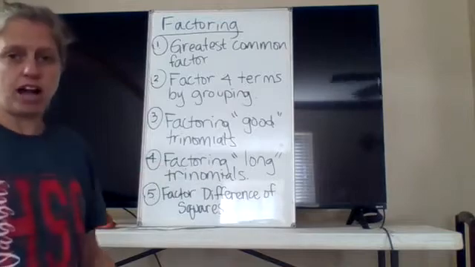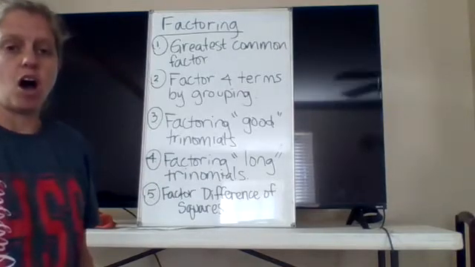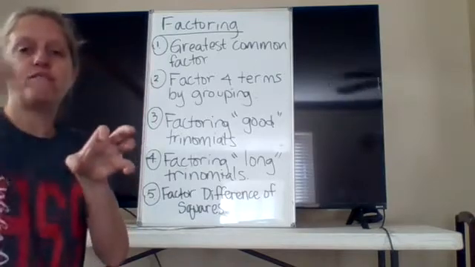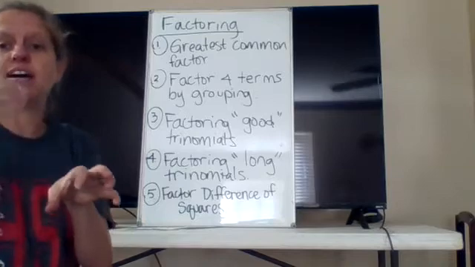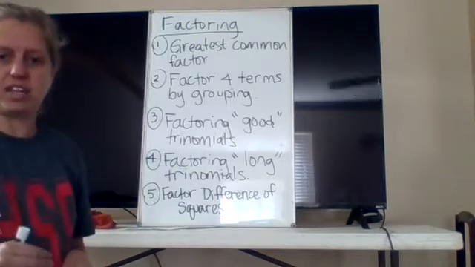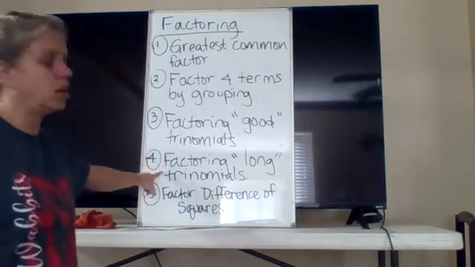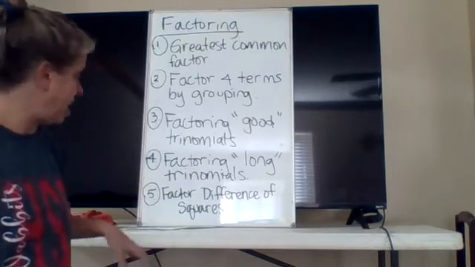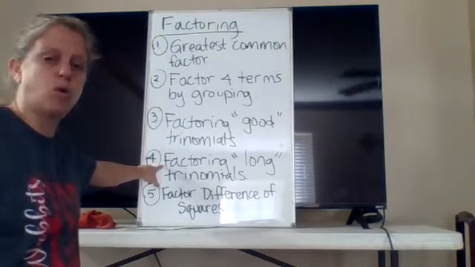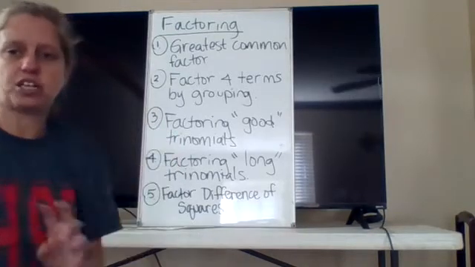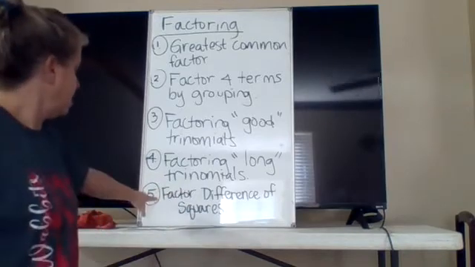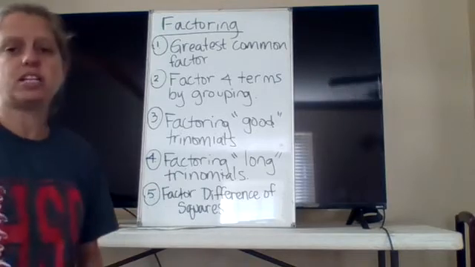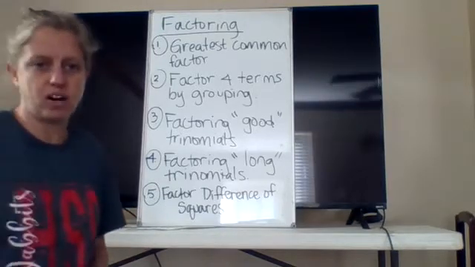The long trinomials are the ones that start off with your x squared, but in front of the x squared is a number like a 5 or a 6. That is what we call the long trinomials. And this was in 6.3 and 6.4. Both of those sections covered that same thing. Number 5, what we're going to do today in 6.5, is factoring the difference of perfect squares.